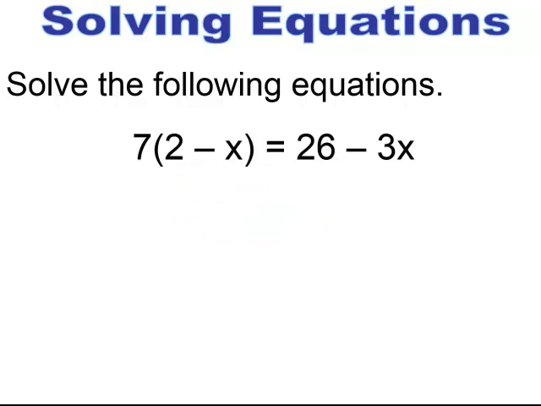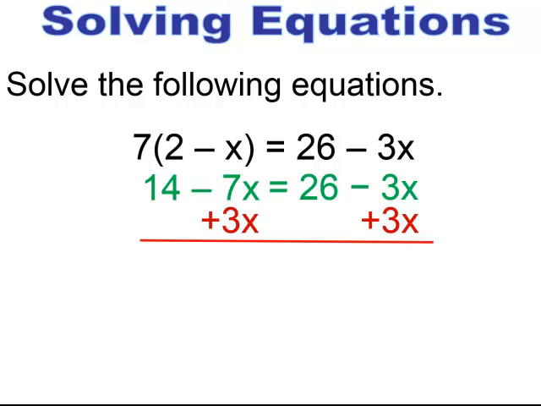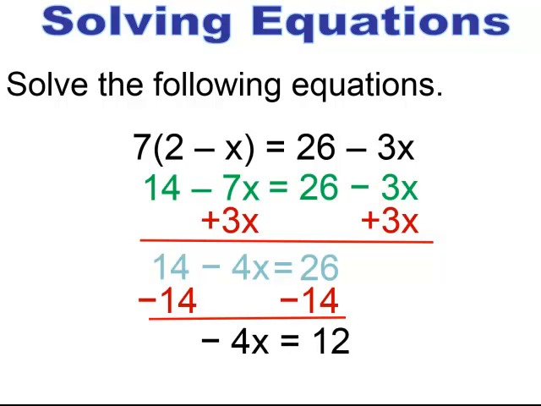Pause and try. Doing that distributive property, always double check that arithmetic, and now we need to get the variables together. And in this case, it doesn't matter which direction you choose to move in because there are things with both variables. So I chose to move the 3x over, and I get 14 minus 4x equals 26. Subtract 14, and then divide through by a negative 4, and my solution here is x equals a negative 3.